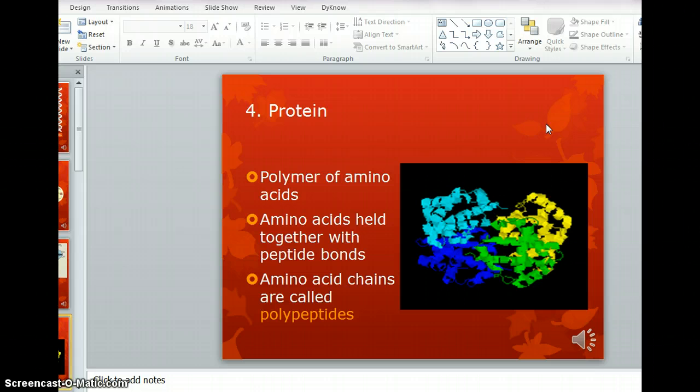Proteins, you already know, are made of smaller parts called amino acids. A chain of amino acids bonded together is called a polypeptide. Some proteins are made of just one polypeptide chain, while others, like the one in the picture, are made of several polypeptide chains wound together.